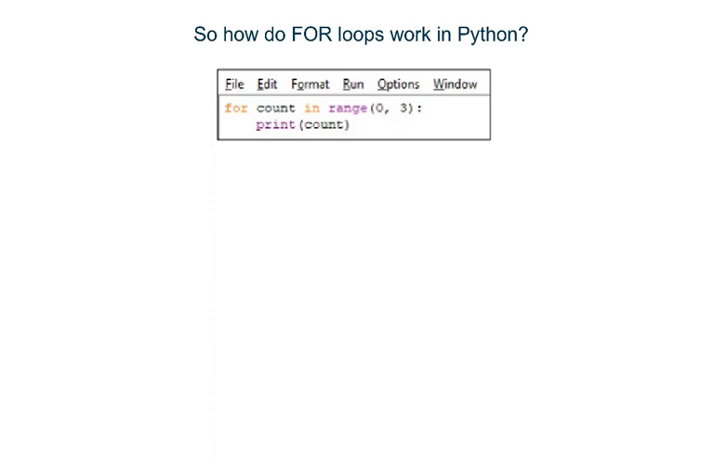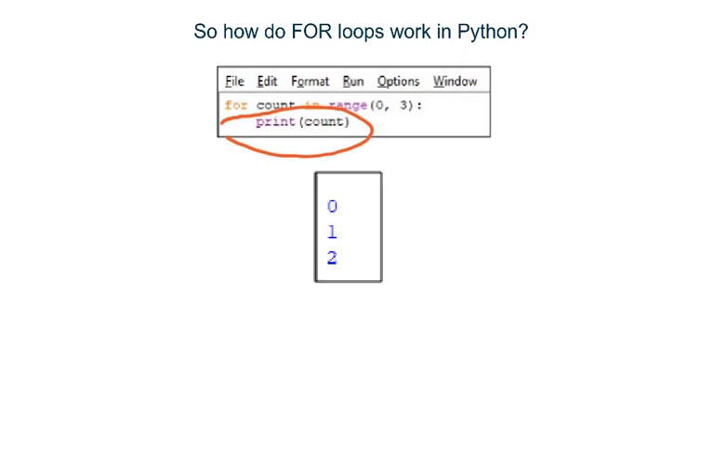Our indented line of code tells Python to print on the screen what is stored in variable count each time round the loop. So we see this when we run the program. 0 is in variable count the first time round the loop, 1 is in variable count the second time round the loop, and 2 is in variable count the third time round the loop. Python then stops the loop.